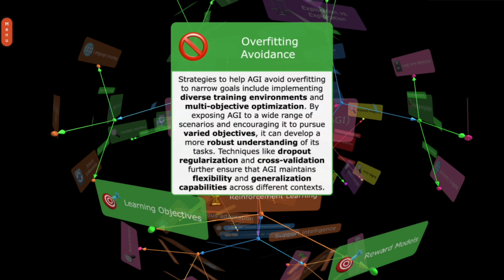Strategies to help AGI avoid overfitting to narrow goals include implementing diverse training environments and multi-objective optimization. By exposing AGI to a wide range of scenarios and encouraging it to pursue varied objectives, it can develop a more robust understanding of its tasks. Techniques like dropout, regularization, and cross-validation further ensure that AGI maintains flexibility and generalization capabilities across different contexts.